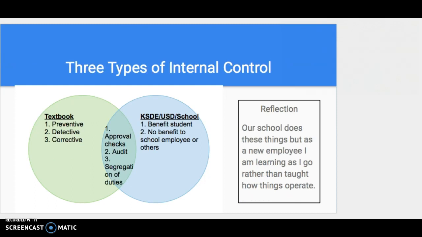Three types of controls. The book was very specific with this: preventative, detective, and corrective. Preventative: how do you make sure the bookkeeping is correct? How do you make sure the money is where it is supposed to be? Detective: double checking, triple checking. And corrective: if there was a mistake, how do you fix it?